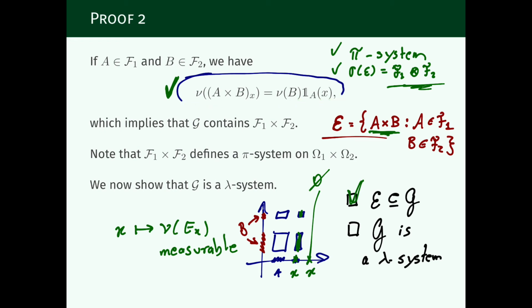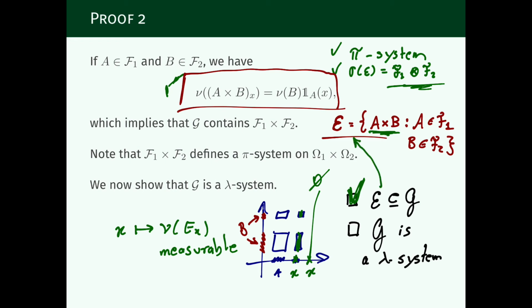We're going to use this equation again in the future, so let's highlight it and remember it. This shows that we can tick this box: sets of this family, which are rectangles, have the property that this function is measurable. So we only have one box left to tick, which is that G is a lambda system.